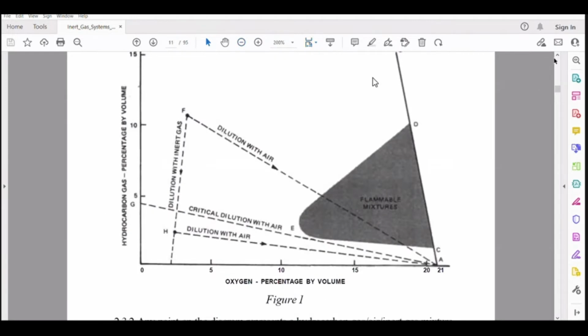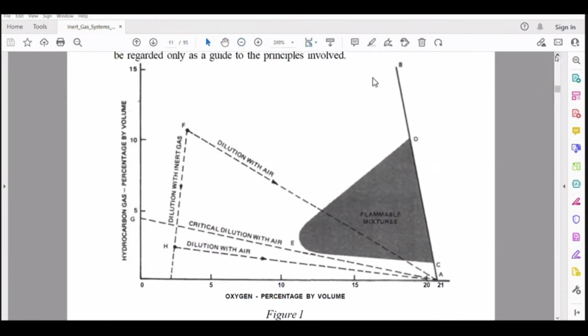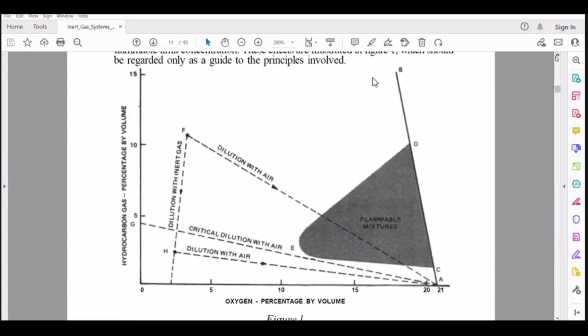Flammability diagram and the flammability range. Now, the entire purpose of inert gas, you will find the requirement for inert gas is in SOLAS chapter 2, part 2. Anybody can tell me what is the name of that chapter?